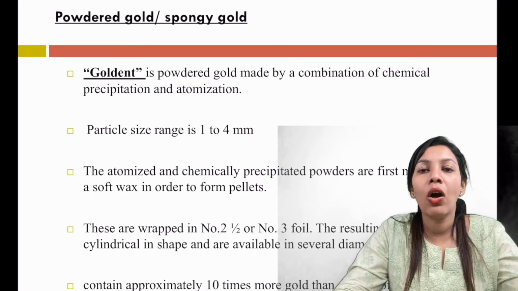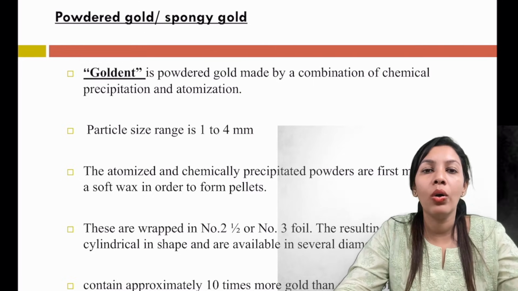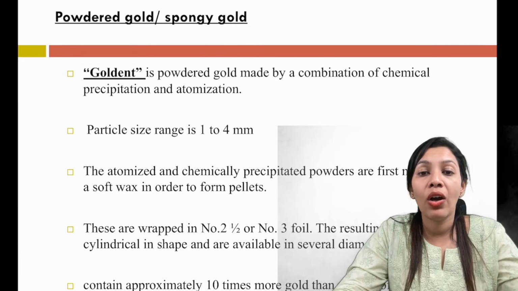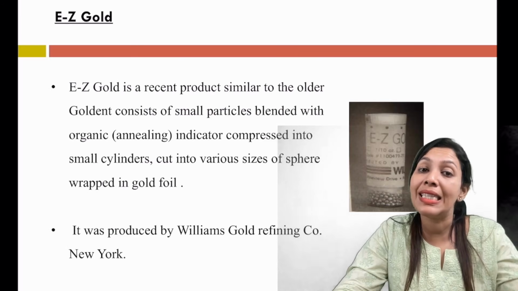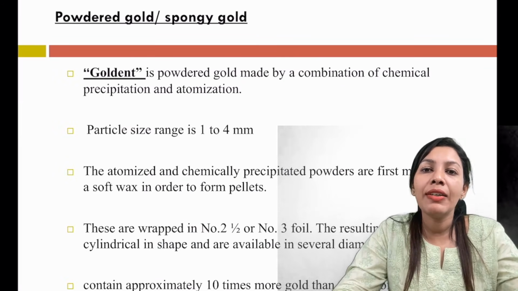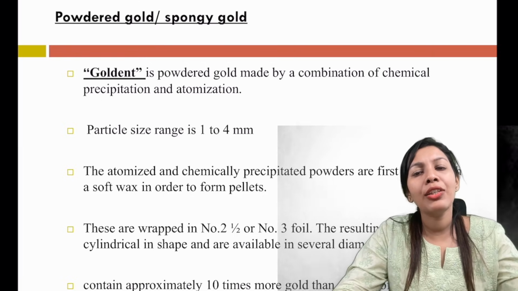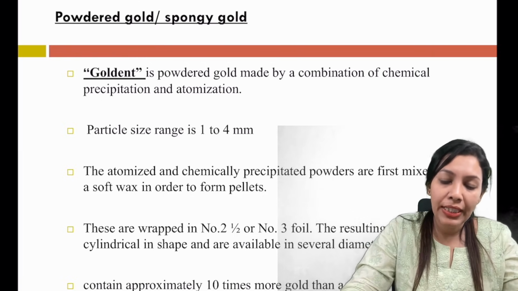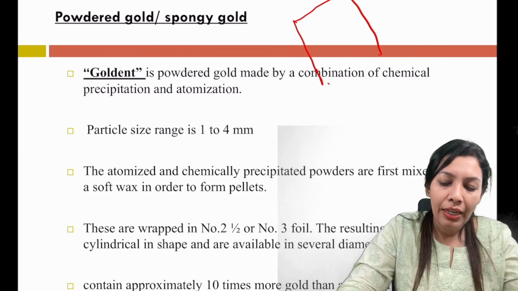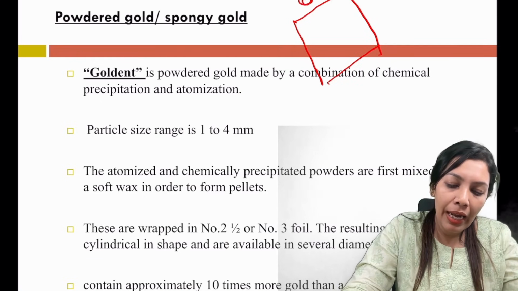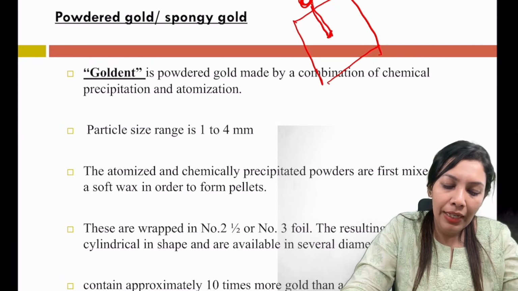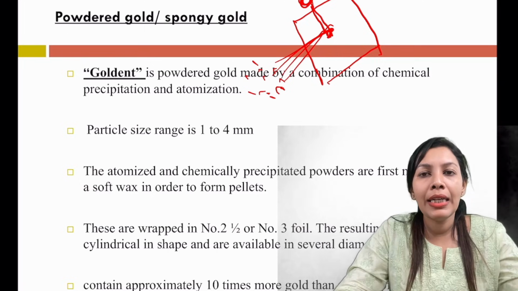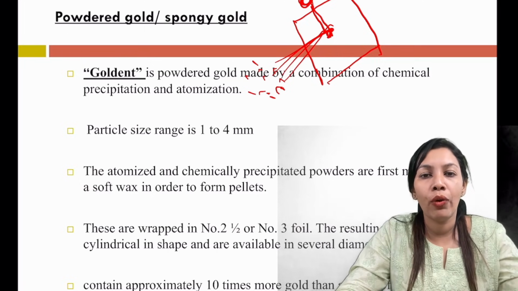Now there is the third one, the powdered gold, also called Goldent, also called EZ gold. It is otherwise called spongy gold. As you know, there is the atomization procedure. That is a machine where we allow the gold to enter, and it is precipitated and deposited as small powdered particles. The particle size might range from 1 to 4 mm.